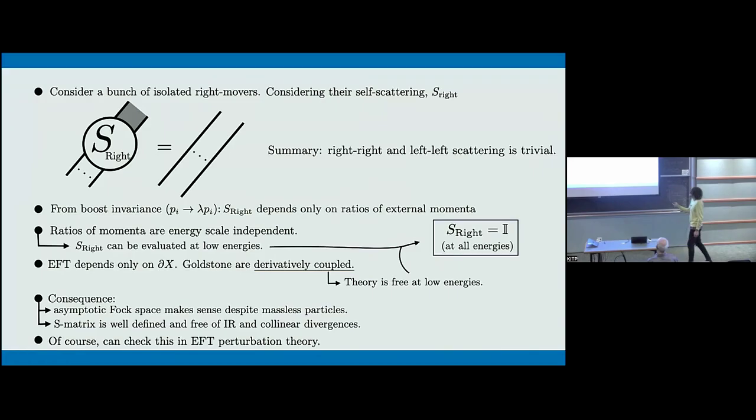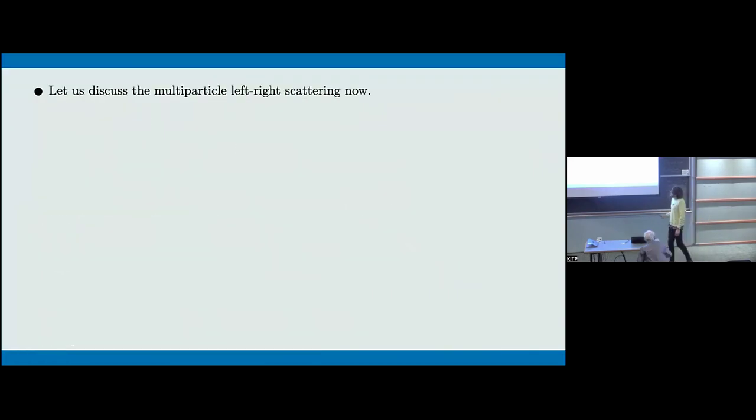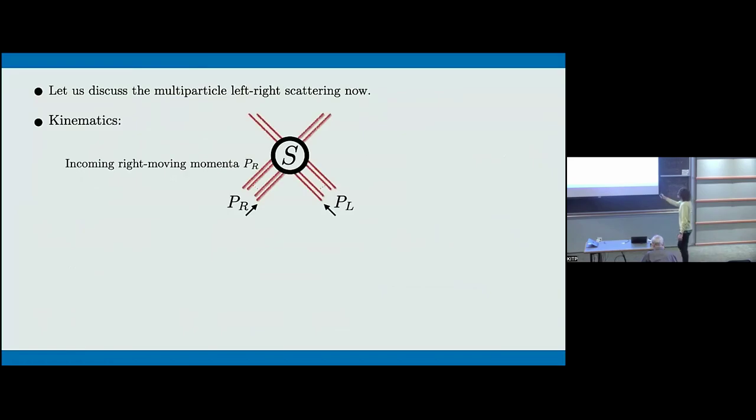Now, having discussed the left and right scattering, let's discuss now the non-trivial dynamical part of the S matrix, which is the left-right scattering. So we'll consider a bunch of particles that are scattering. They'll have some total incoming right-moving momenta PR, and some total left-moving incoming momenta PL. Let's say that there are n incoming right movers here in this bundle.